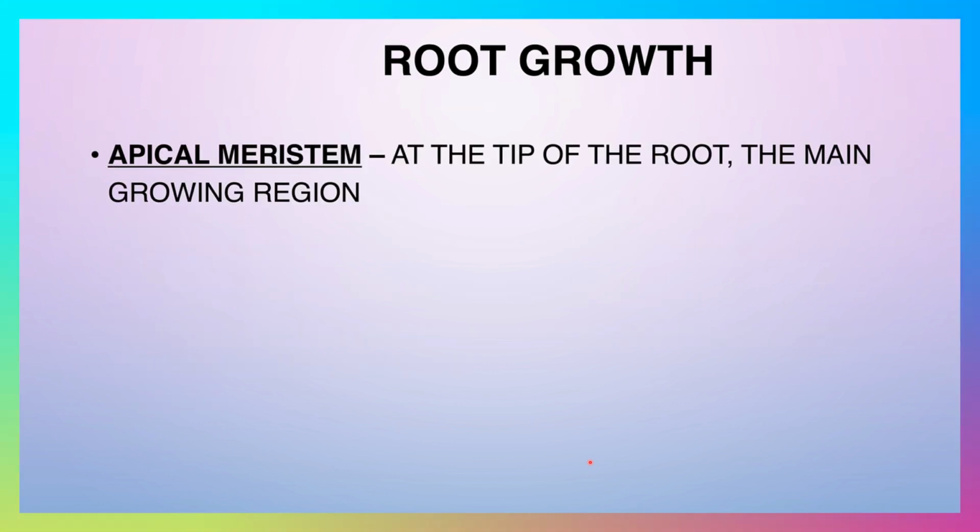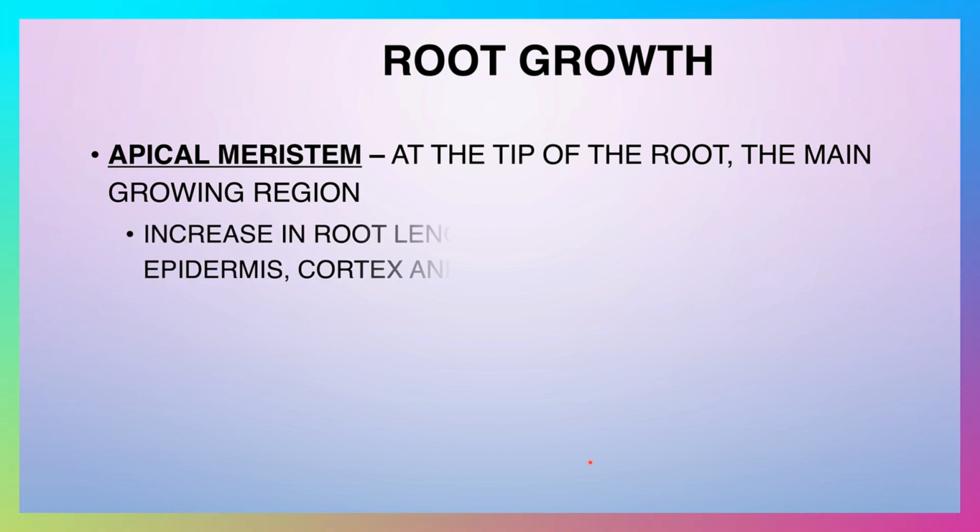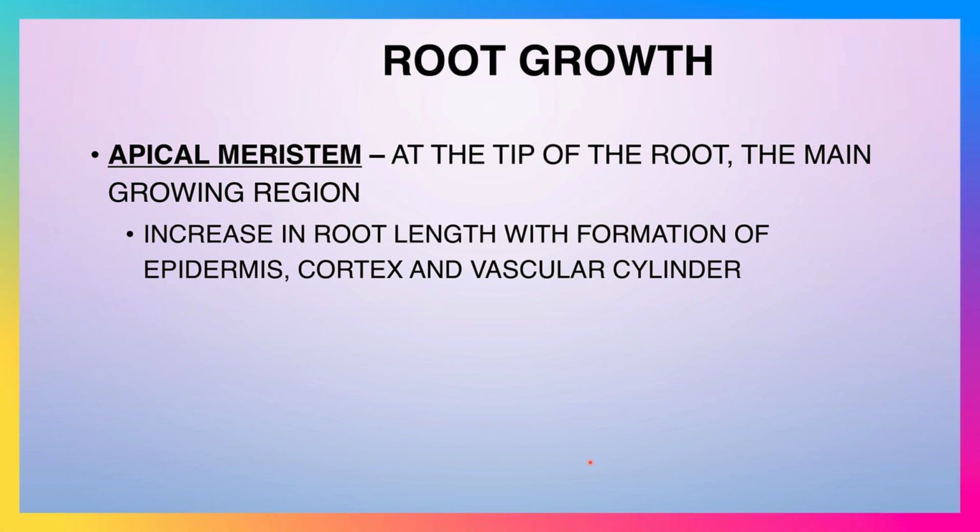How do roots grow? The principal way a root grows is called apical meristem growth. This is the group of cells on the apex of the root going down, and it's the main growing region. It's at the tip of the root, at the bottom of the root, if you're looking at it from top to bottom, and it is responsible for the growth of the root deeper into the ground. The root increases in length as the apical meristem forms epidermis, cortex, and vascular tissue going down.